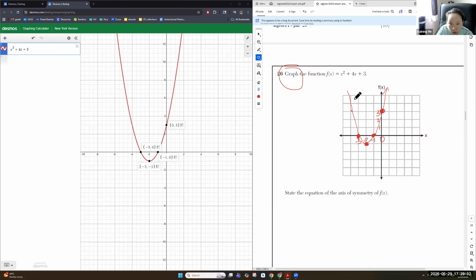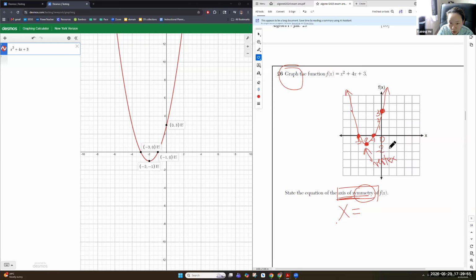At least makes the sketch look like, as long as it looks like a smiley face, that should be good enough. Okay, so that's my copy of it. And the state equation of the axis of symmetry. Now, just like the PowerPoint I'll show you, we're going to have a whole entire lesson on that on Tuesday. But axis of symmetry is always x equals something. And then where the symmetry is always going to be at your vertex. And then you have to use the x coordinate of the vertex.